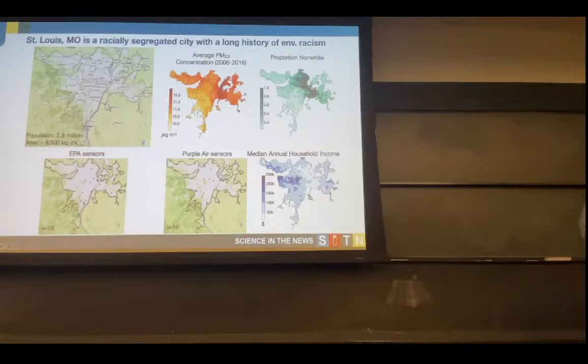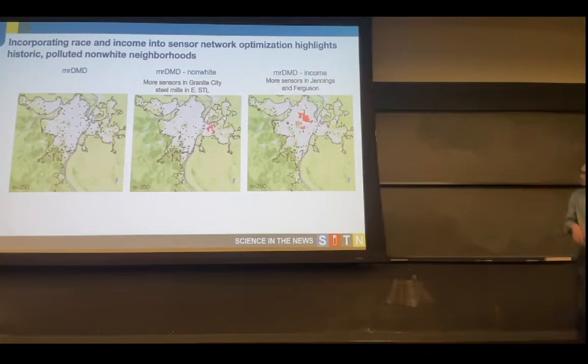So the results I get when using these different optimizations are what I show here. On the far left is this DMD sensor network, which only considers air pollution alone, so you see that it spreads sensors throughout this domain. In the middle, where we incorporate race data from the US Census, we have way more sensors now in East St.